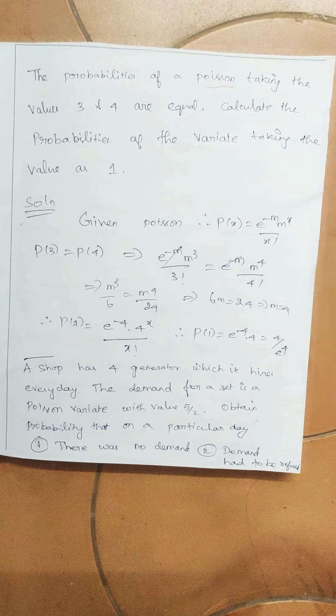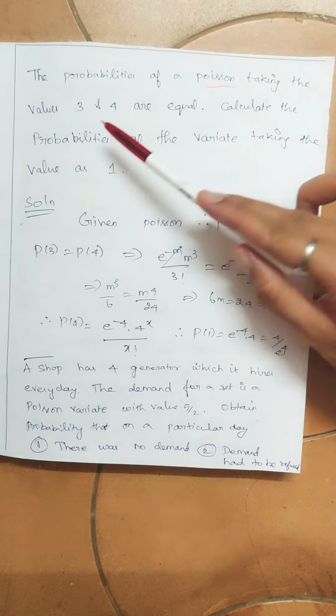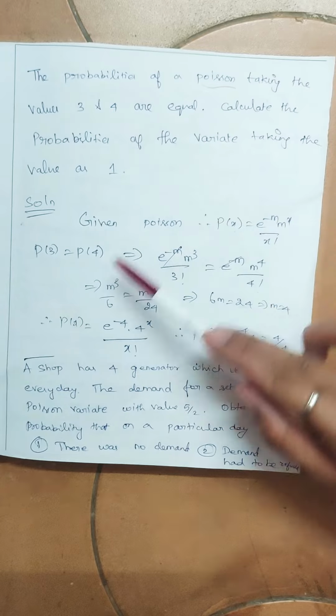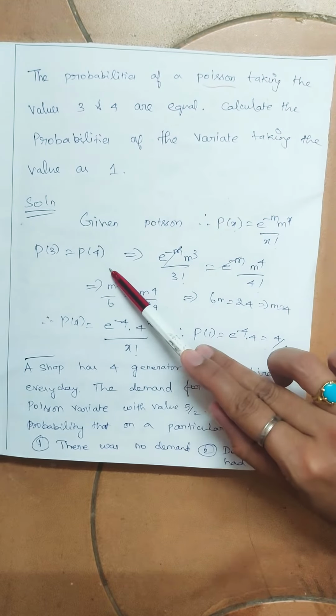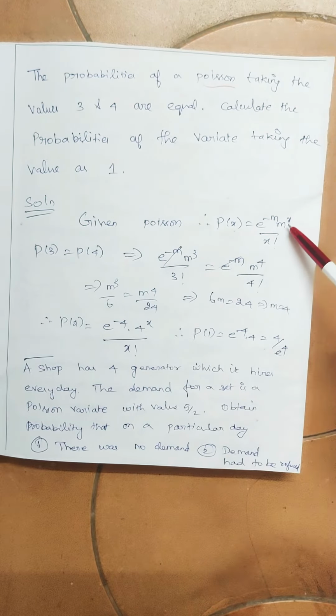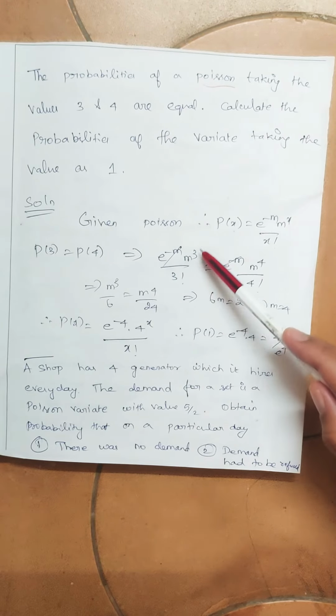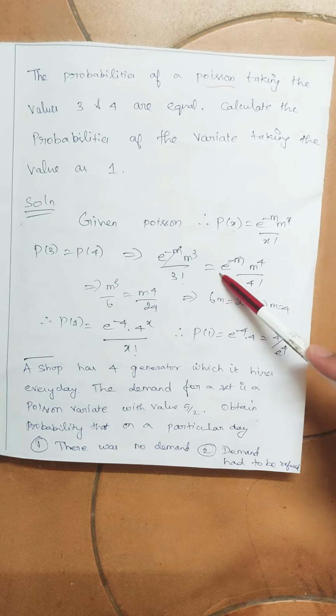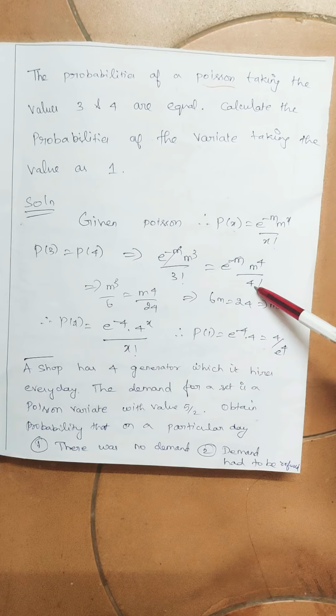So it's a Poisson distribution. What is the formula for the Poisson distribution? P of x is equal to e power minus m, m power x by x factorial. What is the clue they have given? Probability of 3 and 4 are equal. That is p of 3 is equal to p of 4. Replace x by 3. e power minus m, m power 3 by 3 factorial is equal to e power minus m, m power 4 by 4 factorial.